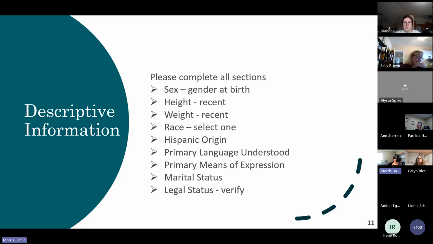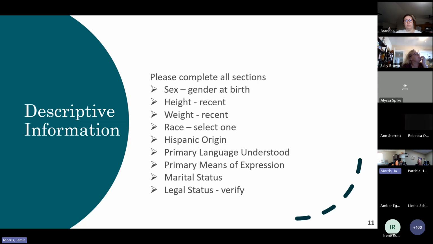If by chance they are equally of 2 different languages, they use both equally and understand both, then you can go down to other. You could select other, but on the line you would put what those 2 languages are. But again, choose the one that is used most often, most understood, the one that they're most around.